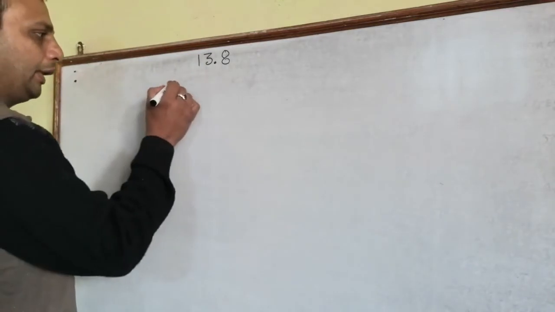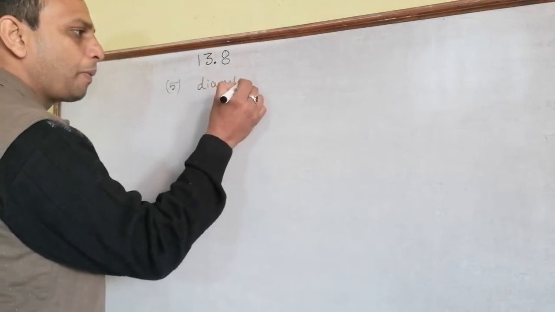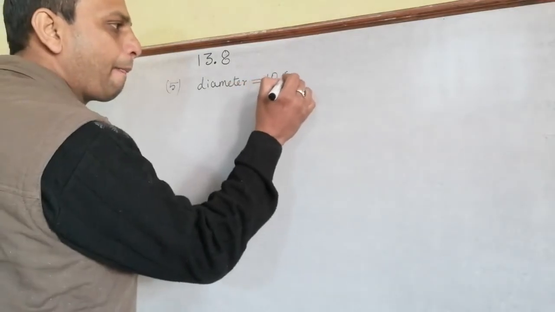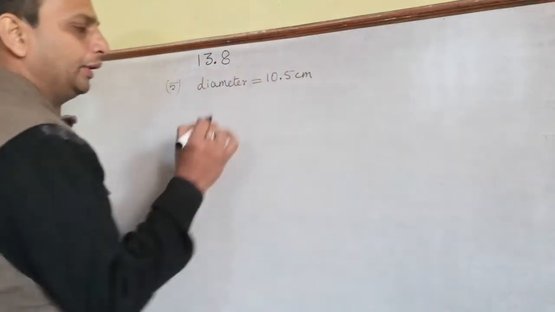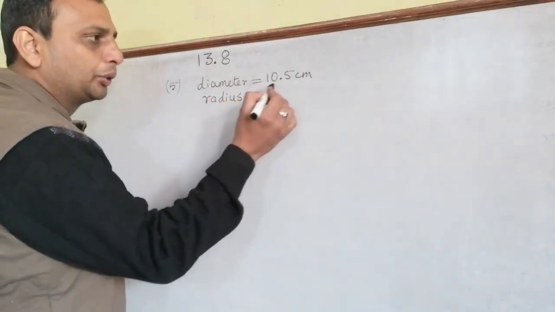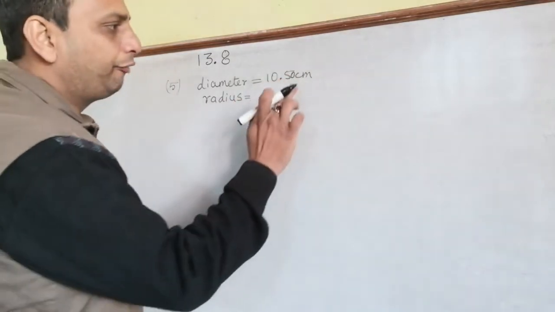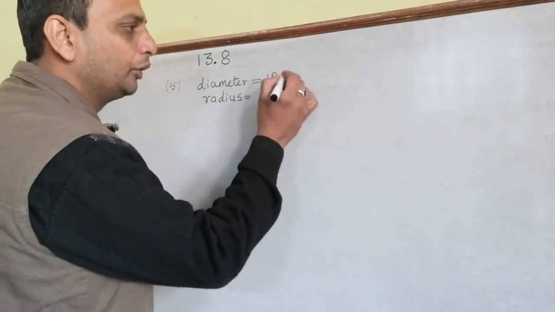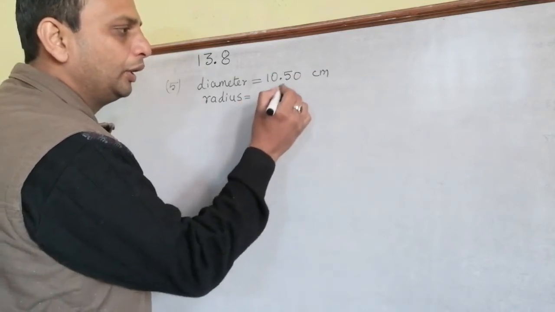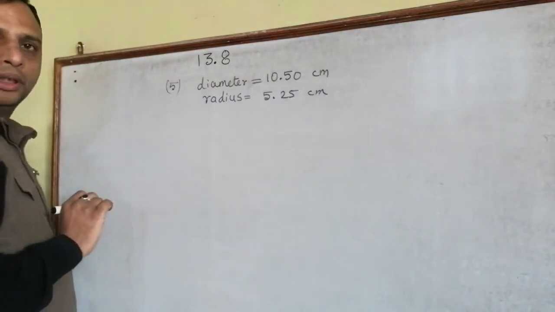For that, the diameter is given as 10.5 centimeter. If the diameter is 10.5, the radius will be half of the diameter. To find the radius, we can do one thing: half of 10 is 5, half of 0.5 is 0.25. So the radius will be 5.25. So we got the radius.